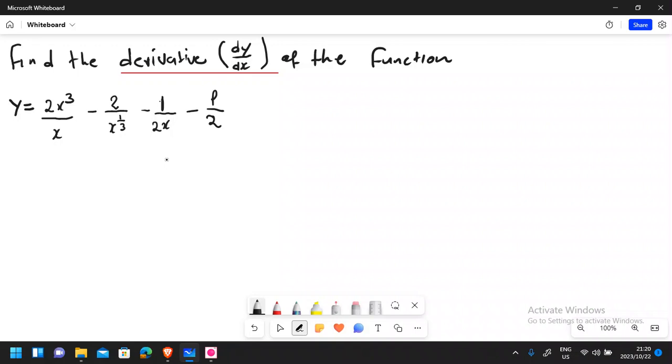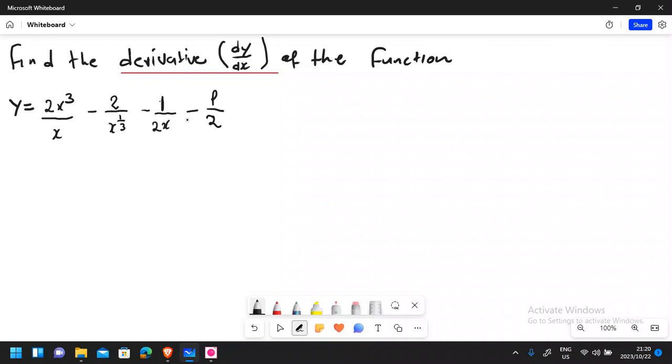Today on this video, as you can see, we have to differentiate, or find the derivative of, the following function: y is equal to 2x to the power of 3 divided by x, minus 2 divided by x to the power of 1 over 3, minus 1 divided by 2x, minus pi divided by 2. So this is our function here.